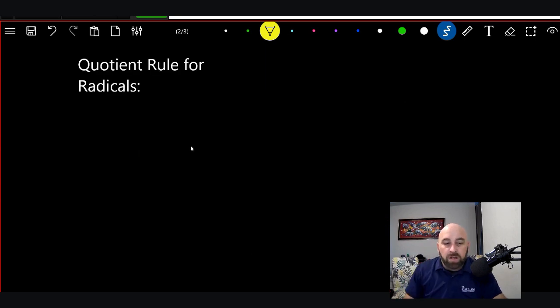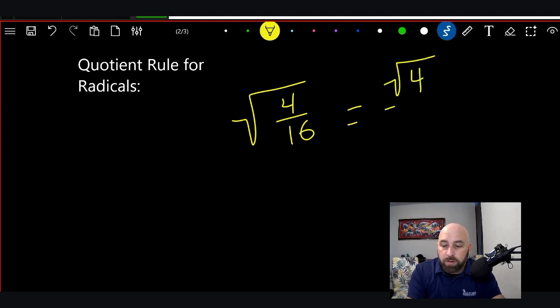That is a thing. All right, the quotient rule for radicals. The quotient rule for radicals, and then we'll practice a few of these, but we'll be done after this. Here is what the quotient rule for radicals states: if you have a fraction underneath the radical sign, we'll call it 4 over 16, and I'll make it something that we can solve out. 4 over 16. Here's what that equals. That equals square root of 4 over square root of 16.